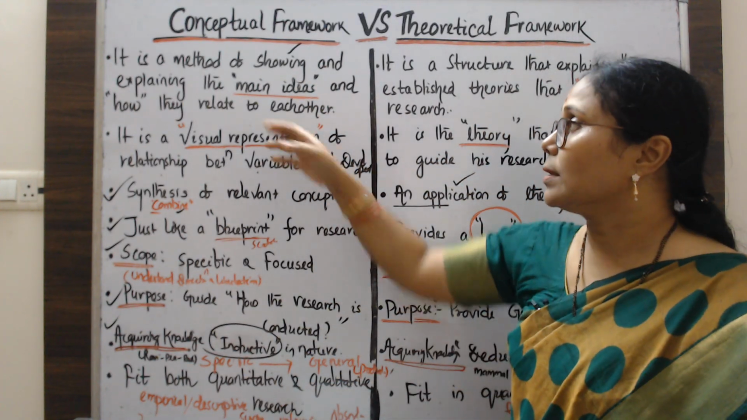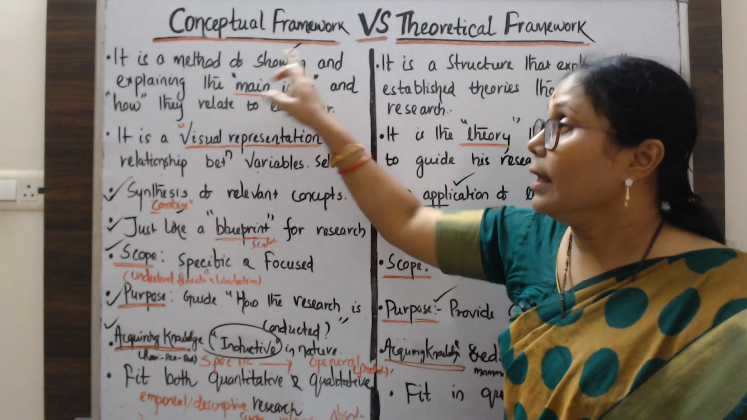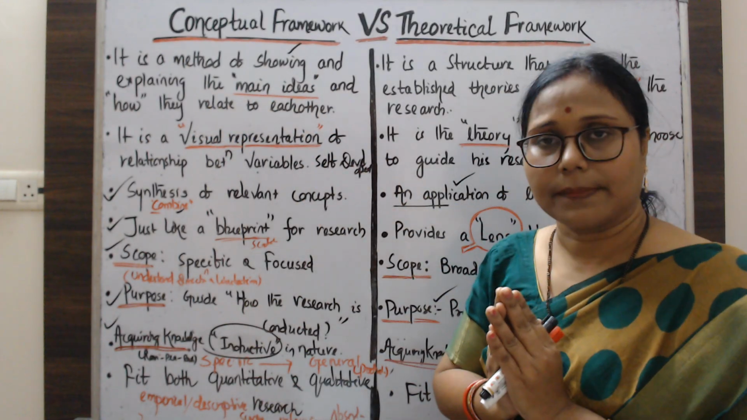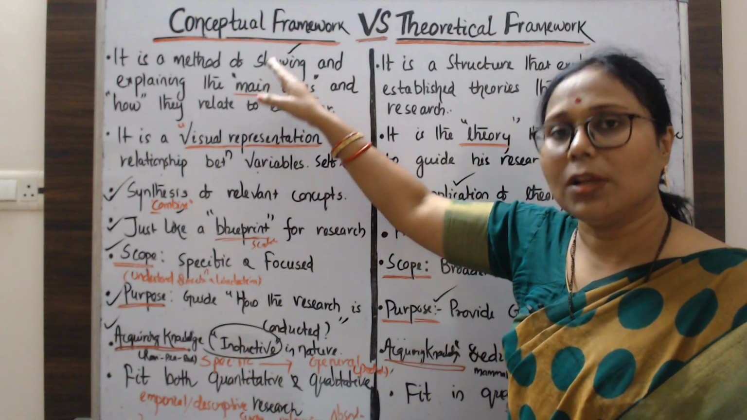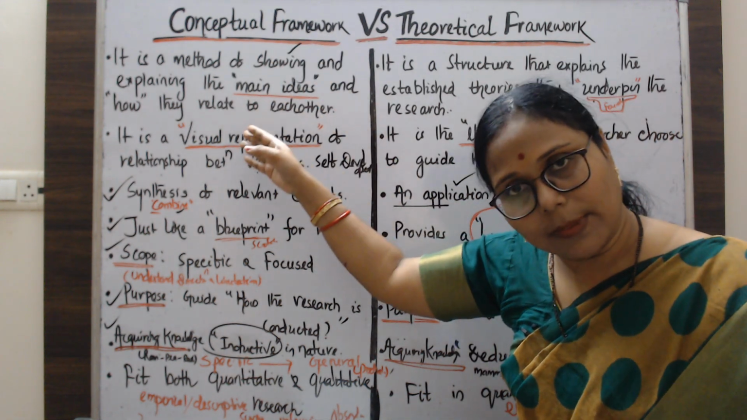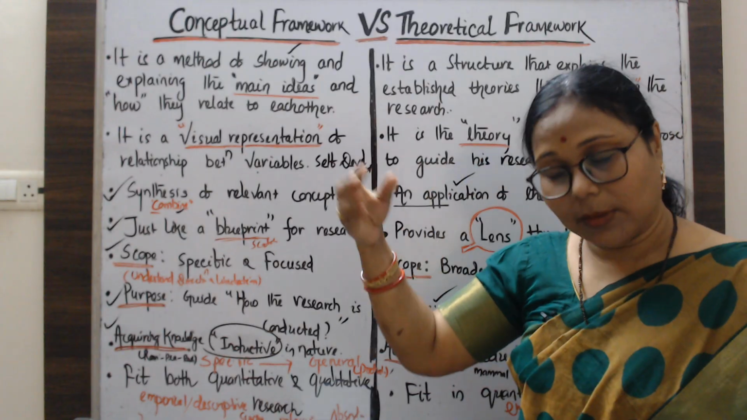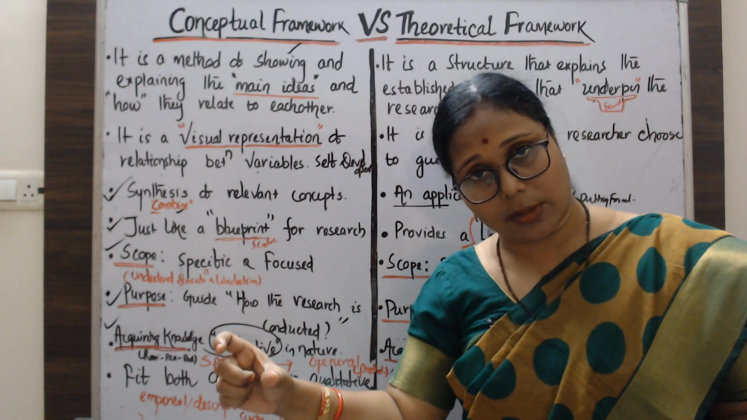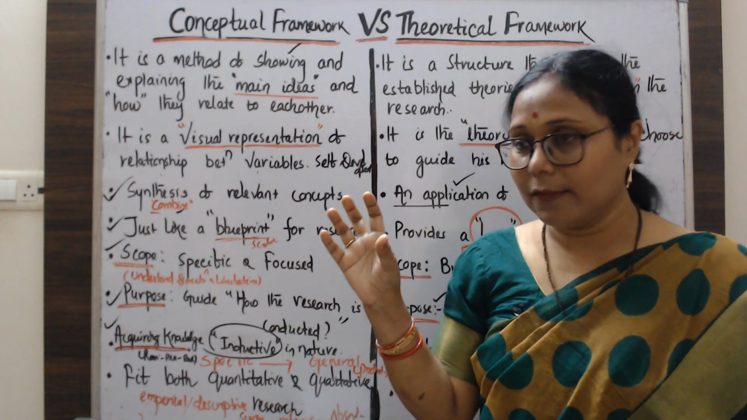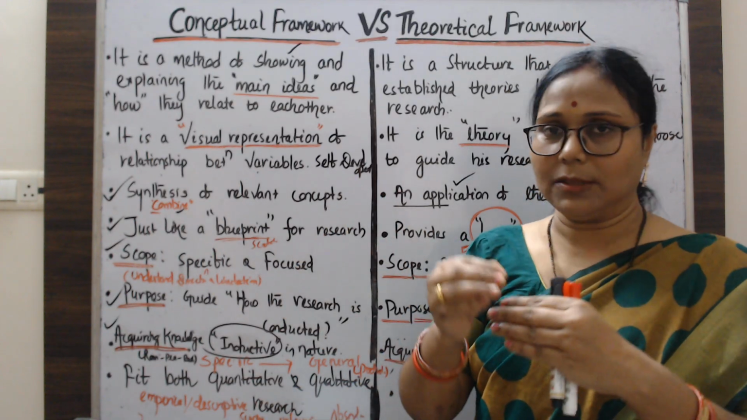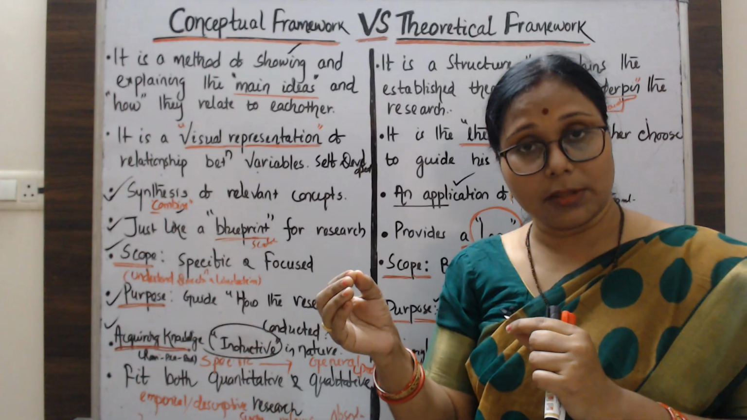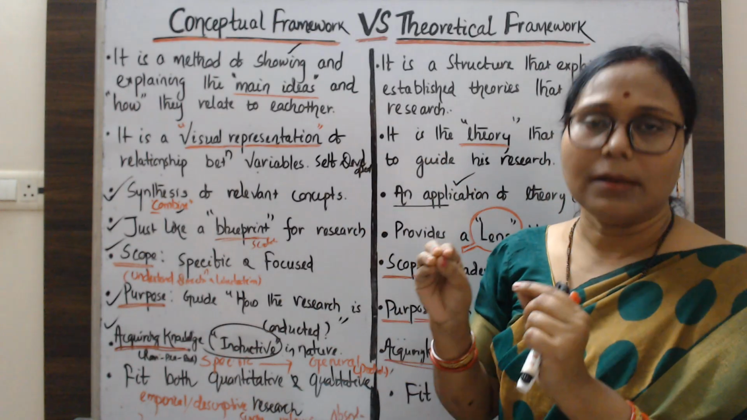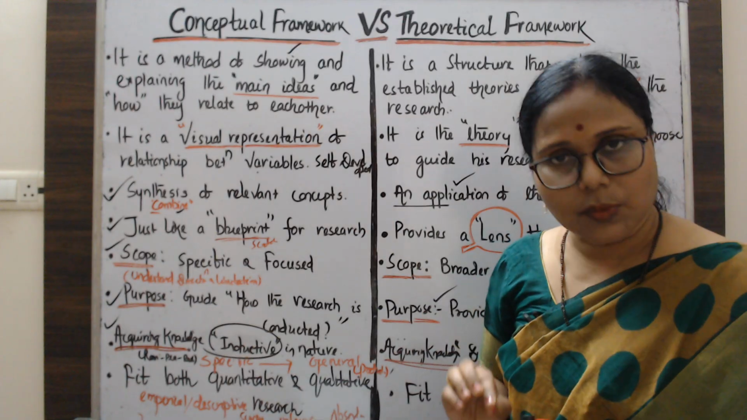It is the method of showing and explaining the main ideas and how they relate to each other. Okay, so that is called the conceptual framework. It is self-developed by the researcher. In the definition it is also described as the visual representation of the variables and the cause and effect relationship between them, which the researcher wants to put in a diagram. That is called the conceptual framework.